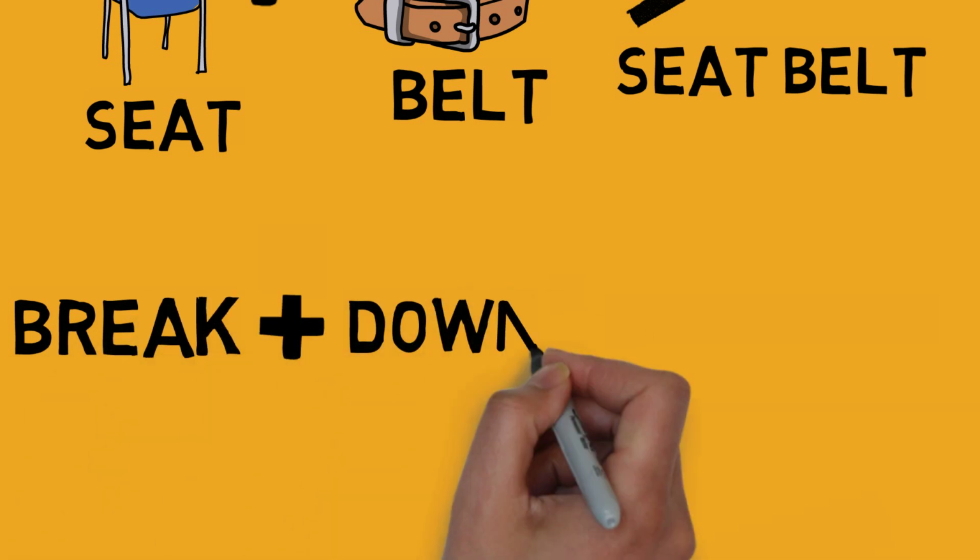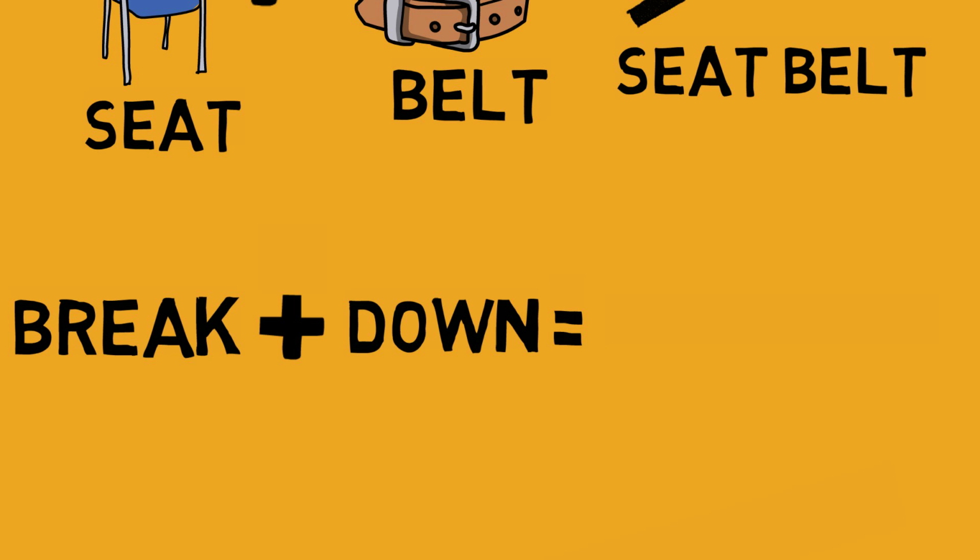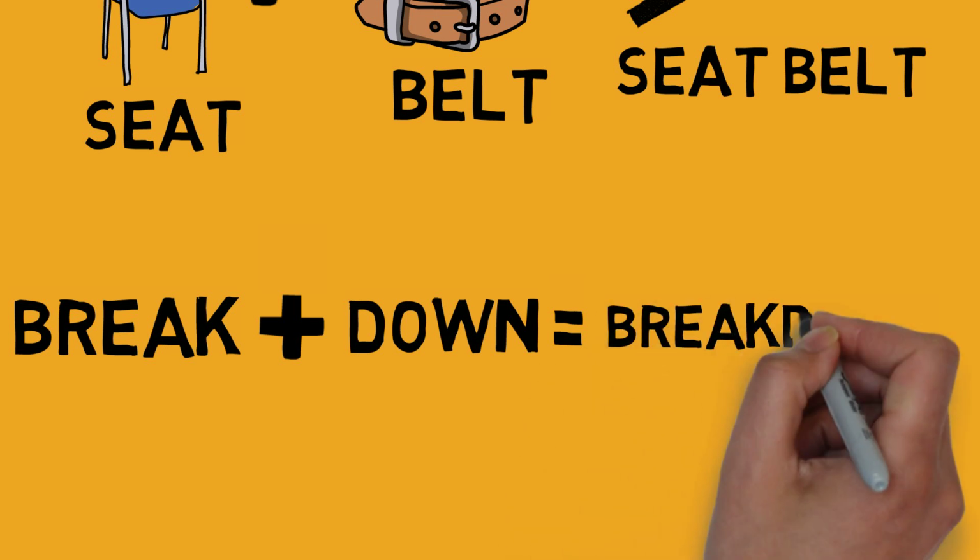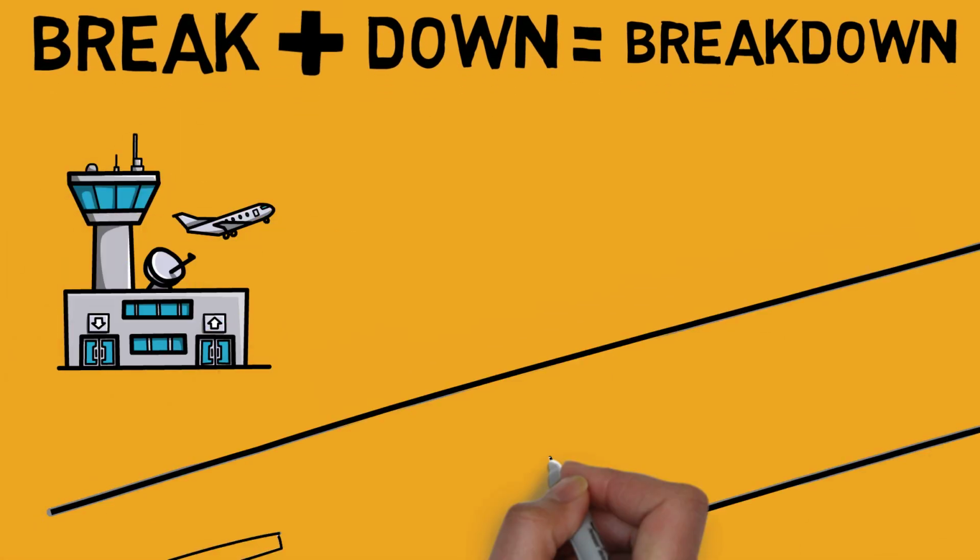In the same way, the word break plus down equals breakdown. And another example, run plus way becomes runway.